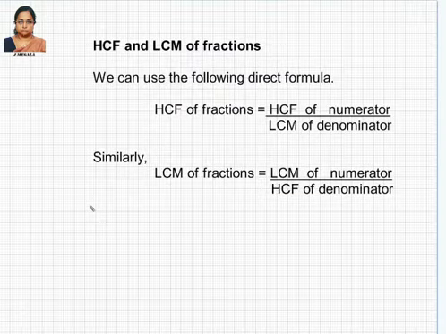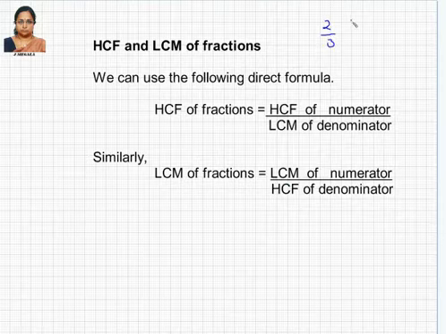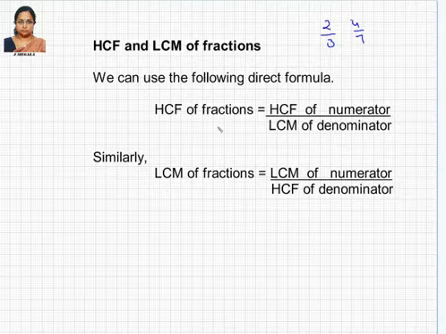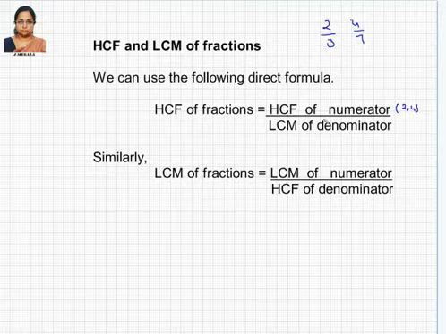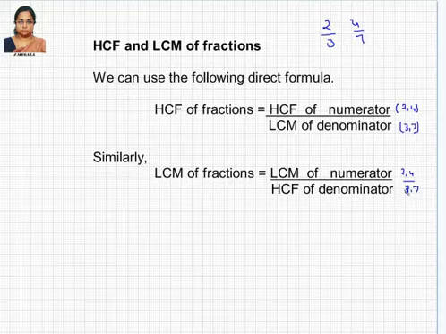Next. LCM of fractions. So we can use the following direct formula. That is, HCF of fractions is nothing but HCF of the numerator divided by LCM of the denominator of the fractions. So any fraction given here, like suppose you are given 2 by 3, then 4 by 7, then we can say HCF of the fraction is HCF of the numerator. So here, you're going to consider 2, 4. Take the HCF of those 2 and LCM of the denominator, 3 and 7. And same thing here, LCM of 2 and 4 divided by HCF of 3 and 7. So that's the formula.